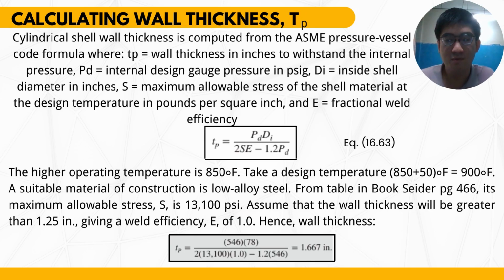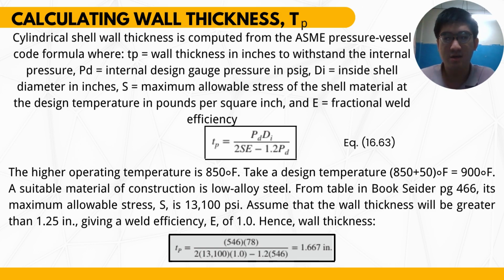Next, we'll continue with calculating wall thickness Tp. The wall thickness can be calculated using equation 16.63, where Tp is the wall thickness in inches to withstand the internal pressure. Pd is the internal design gauge pressure, which we calculated before. Di is the inside shell diameter in inches. S is the maximum allowable stress of the shell material at the design temperature in pounds per square inch. E is the fractional weld efficiency.